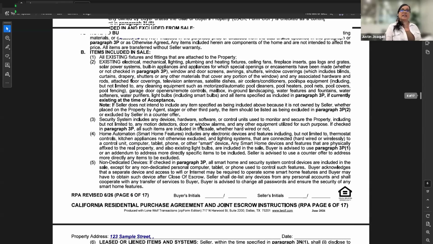Okay, 9, items included and excluded. Oh, this is one of my favorites. Not really. Okay, note to buyer and seller. I am going to read this. Okay, 9A. Look at 9A.